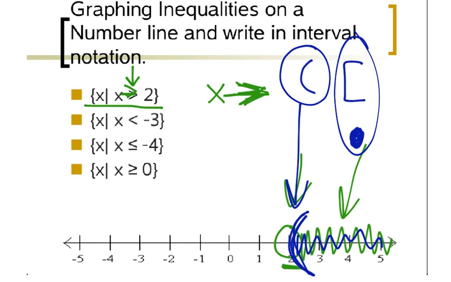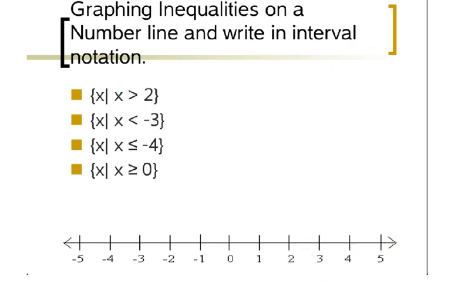Now to write it in interval notation, I would write basically what was on the graph there, which is that I started off with 2, and that was my curve, and then it goes all the way to infinity because it keeps going forever, and of course it doesn't touch infinity, so we use another curve. Okay. Now let's do the next one.